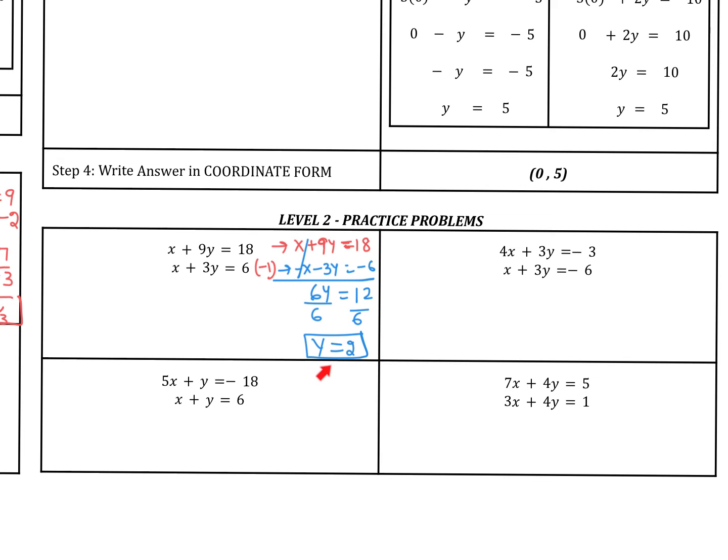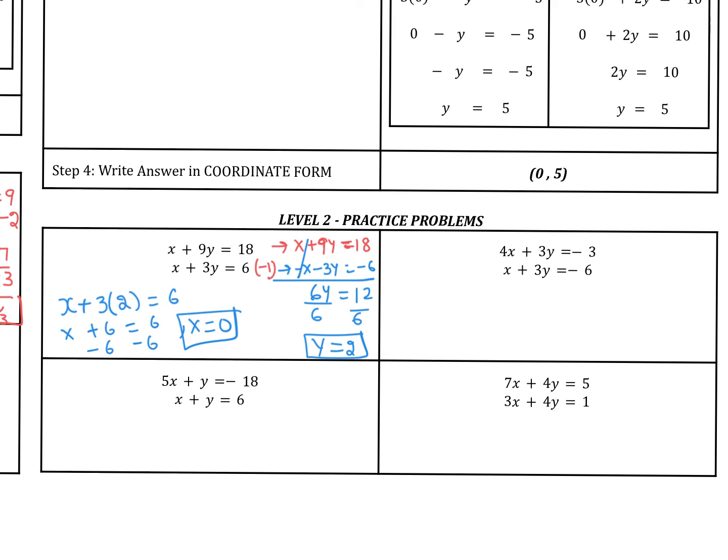Once you get one variable, you're going to plug this variable into any of the given equations. So for example, this is y equals 2. You're going to plug it in either here or here. So I'm going to plug this value into the second equation as y as 2, and then I'm going to solve for x. So subtract 6 on both sides. I got x equals 0. So 0, 2 is your solution.